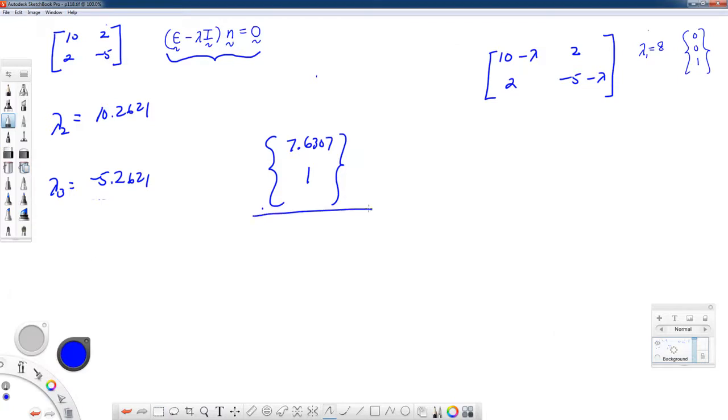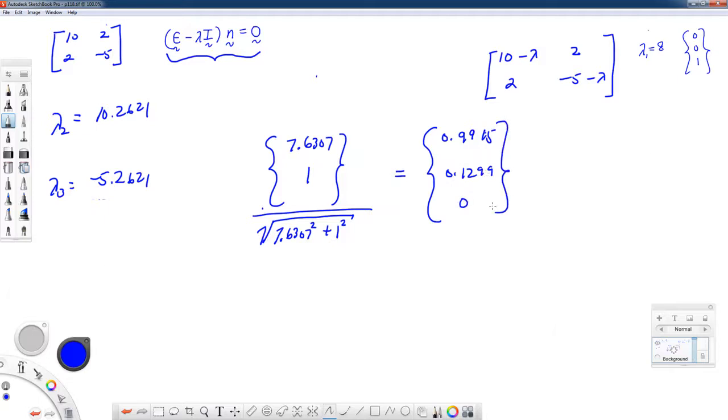To do that, I'm going to take the square root of the sum of the squares and divide this whole thing by the scalar 7.3607 squared plus 1 squared. And when I do that, I end up with 0.9915 and 0.1299.